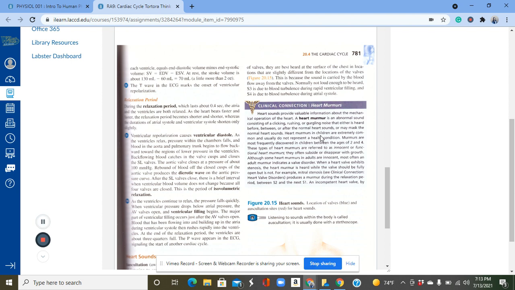So, heart murmurs in children are extremely common and usually do not represent a health condition. Murmurs are most frequently discovered in children between the ages of 2 and 4, and these types of heart murmurs are referred to as innocent or functional heart murmurs. They often subside or disappear with growth. Although some heart murmurs in adults are innocent, most often an adult murmur indicates a valve disorder.